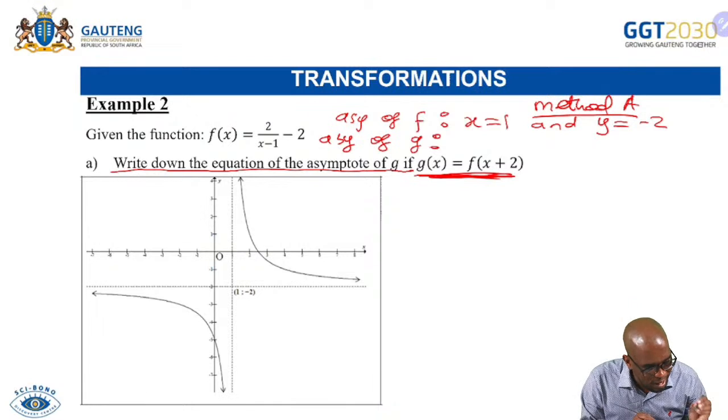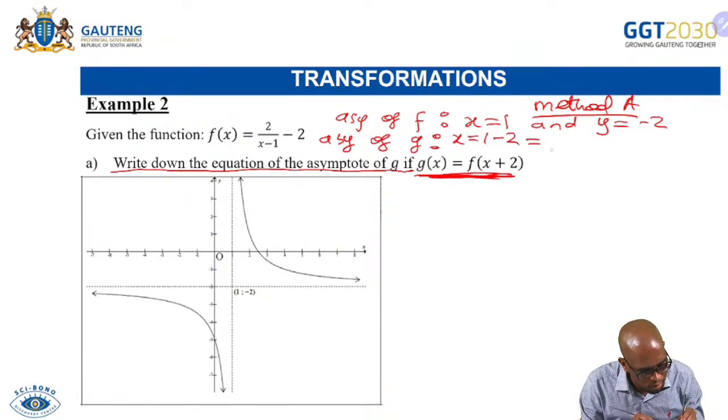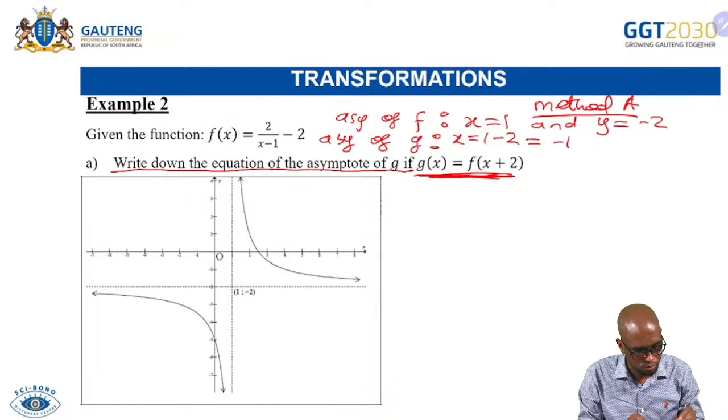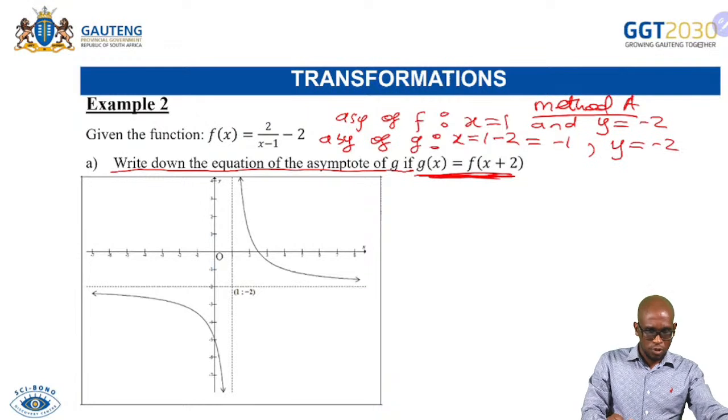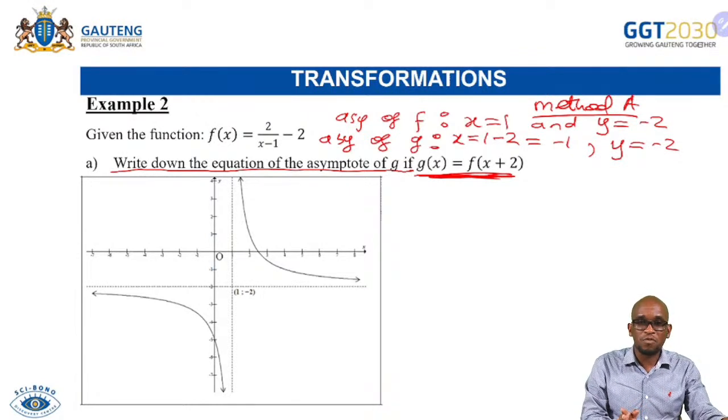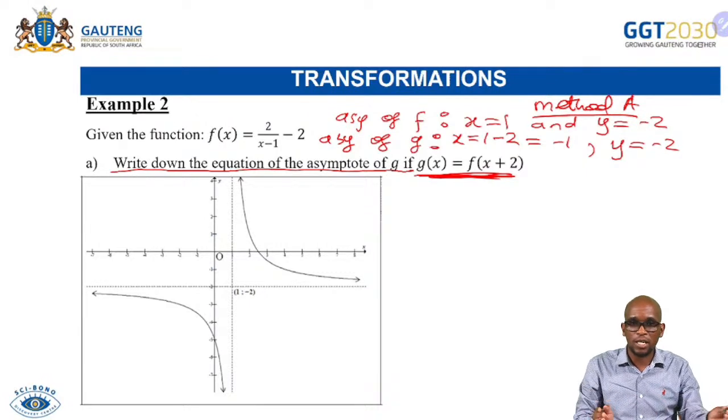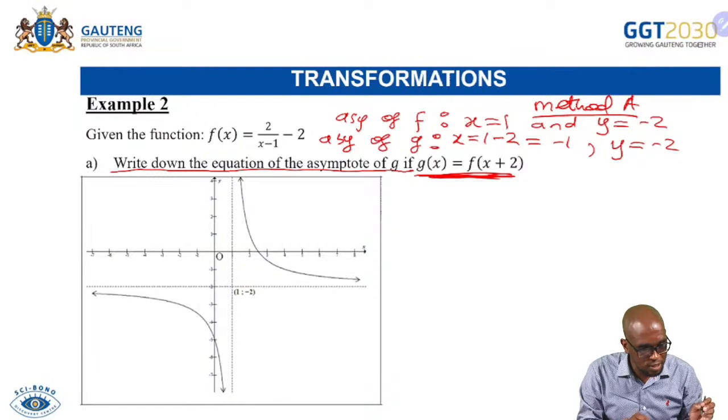So the x asymptote will be x equals 1, and you shift that 2 units to the left, you get minus 1. And that of y stays the same because you were only transforming on the x-axis. It was horizontal movement. The graph was moved only horizontally, so the horizontal asymptote remains the same. Now that is method A.